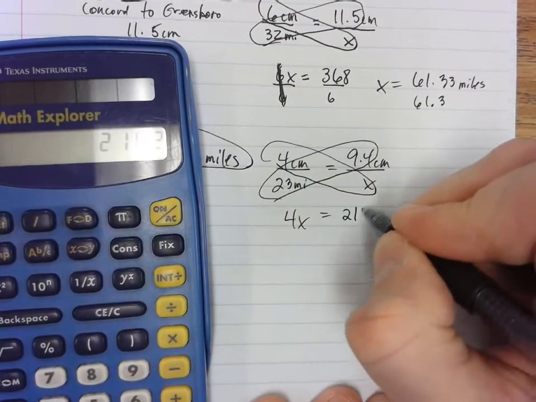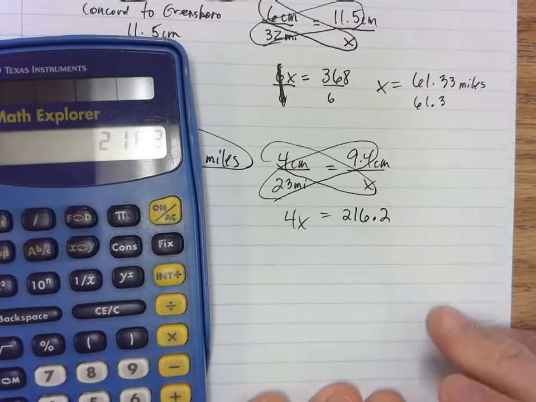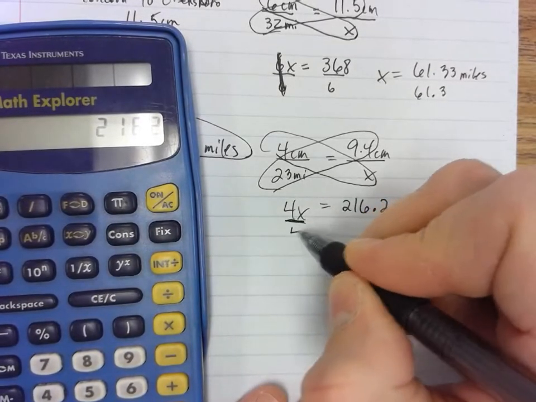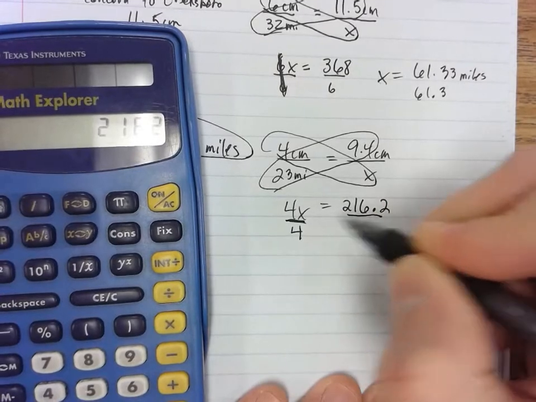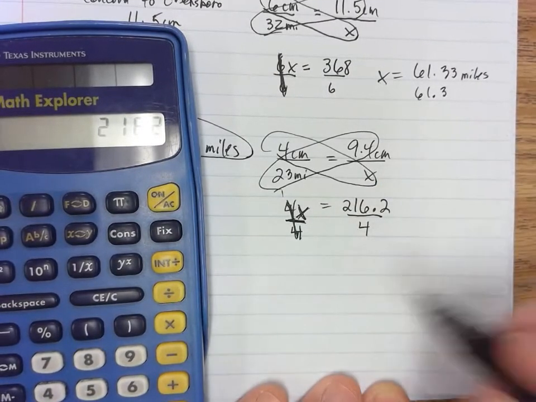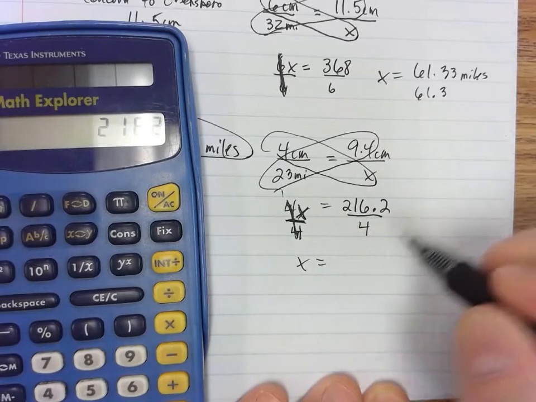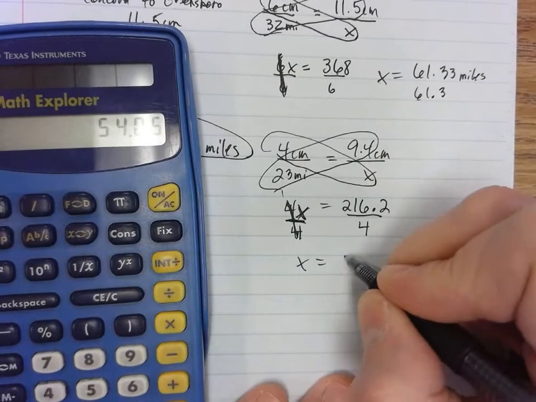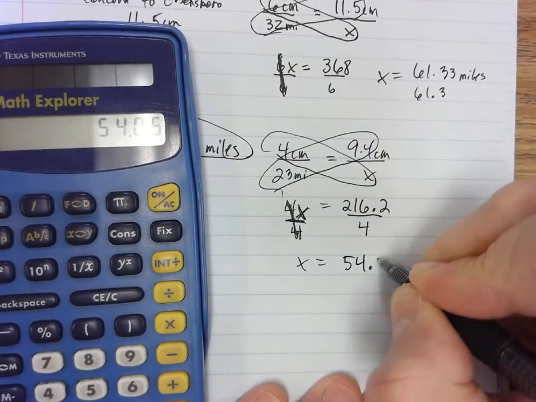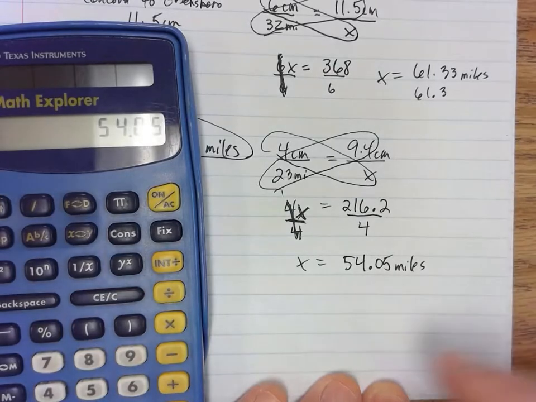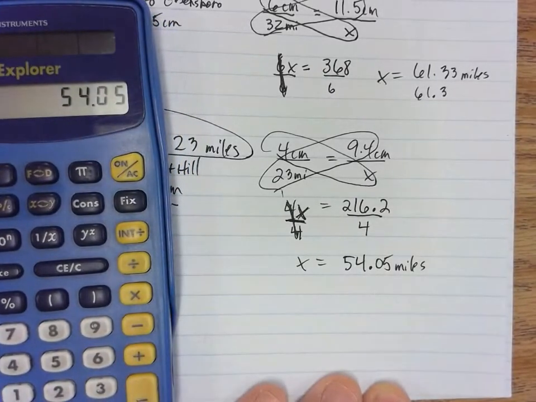All right, and now, of course, I've got to do one more step to solve it and find out how many miles they're actually apart. So I got to divide by 4 on both sides, because that's my number with my variable. So 4 divided by 4, of course, cancels out to 1. And let's see what 216.2 divided by 4 is. That is 54.05 miles.